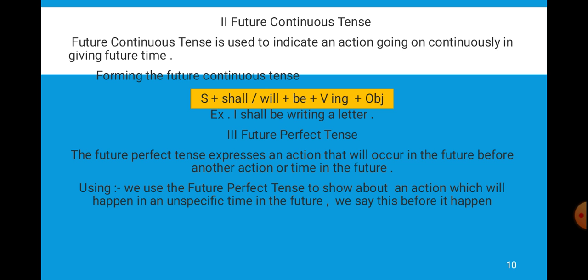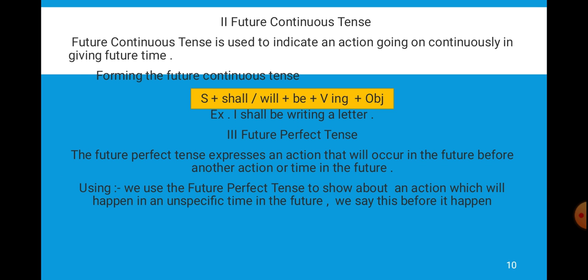Second one is future continuous tense. Future continuous tense is used to indicate an action going on continuously in a given future time. Forming the future continuous tense: subject plus shall or will plus be plus verb ing form plus object. For example, I shall be writing it later.